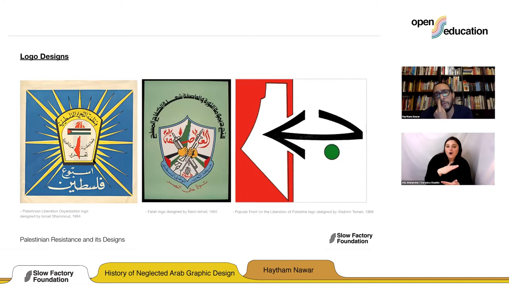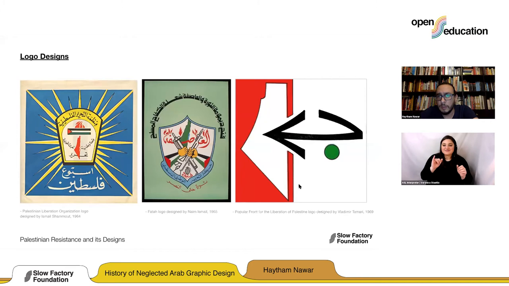And then in the middle is Fatah, the movement and political party in Palestine, by Naim Ismail, 1965. And you can see that's the logo, showing again the rifle and the Palestinian map. In the middle is the storm, which is Al-Asifa, and you can see away the slogan of the resistance.